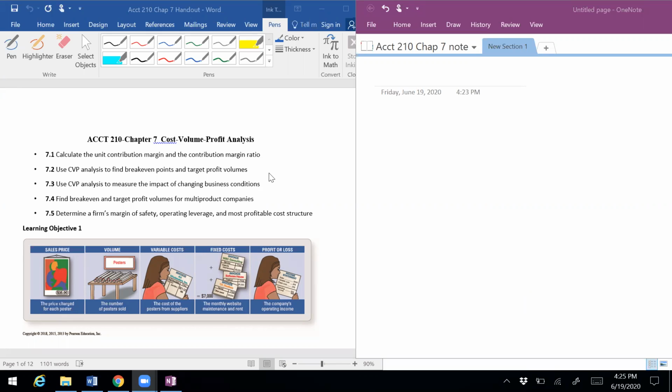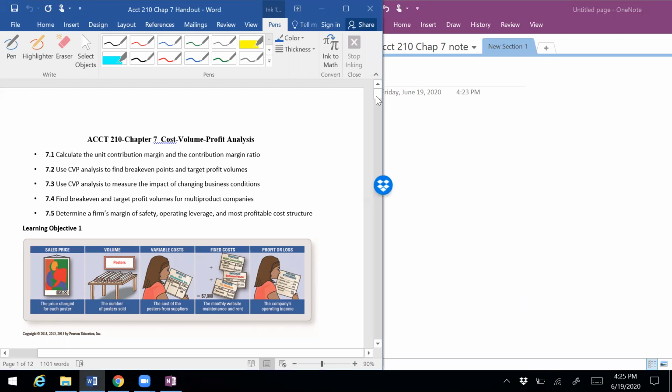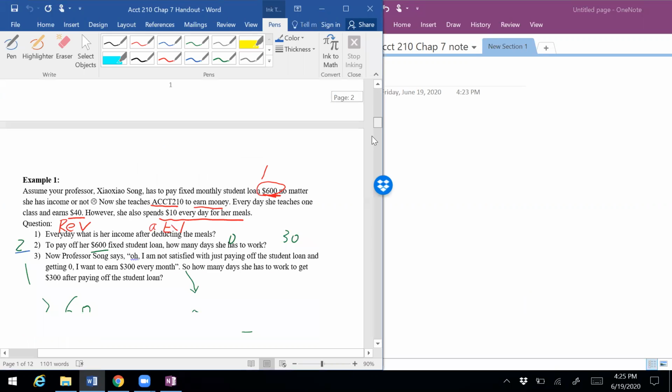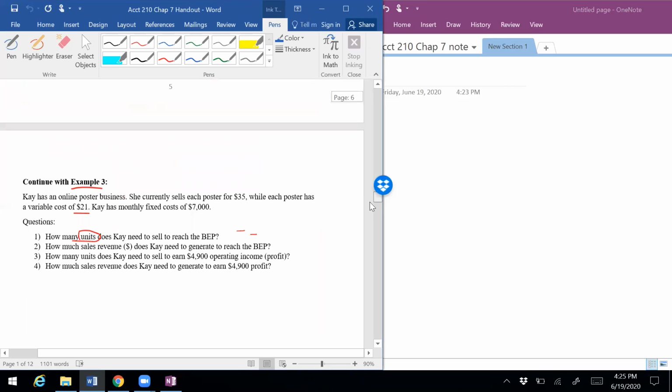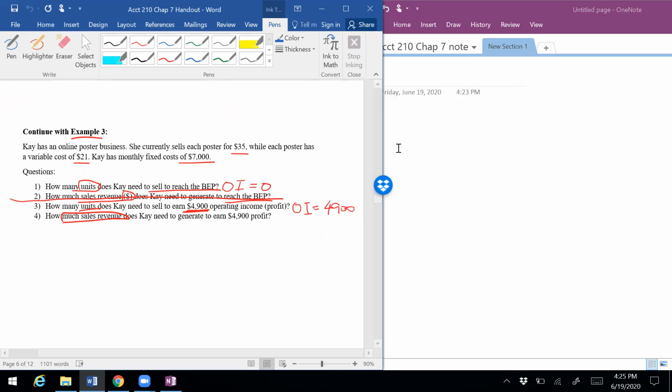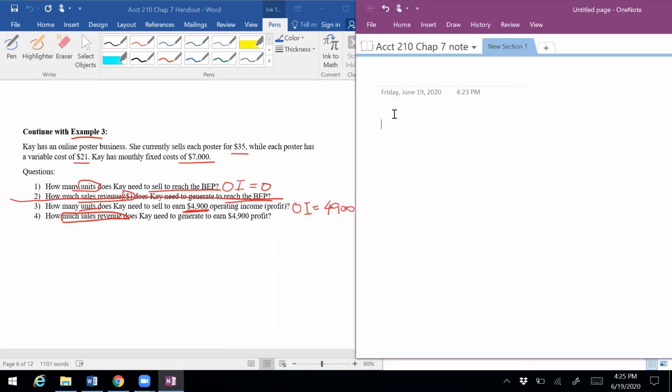So last time we stopped at the break-even point. In the example, we introduced the concept of being break-even, right? It just means you don't earn money, you don't lose money, so your operating income will be zero. I said I want you to do the practice by yourself. I'm not sure whether you did it, yes or no.